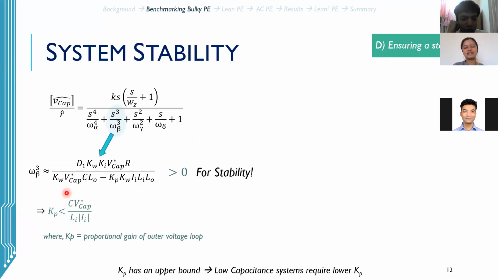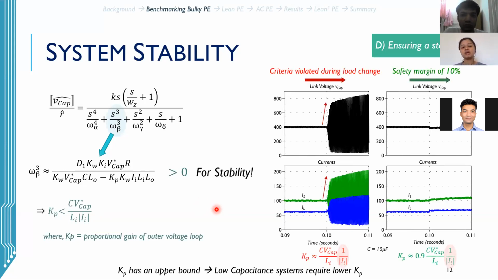One interesting thing to note is that we see the value of the capacitance in this Kp. So Kp has an upper bound, in other words, lower capacitance systems have to have a lower amount of Kp. So one question we ask is, is this equation valid? So we developed this simulation in a PLECS environment just to verify that the model is accurate. On the left-hand side, we see that we have a steady state operation.